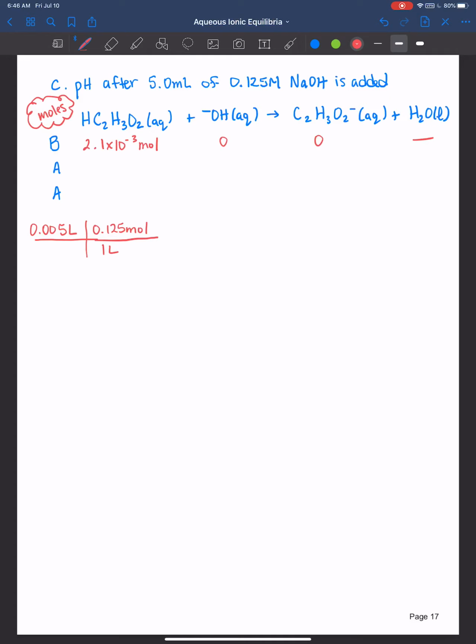Should be 0.005 liters times 0.125 moles per liter of the sodium hydroxide. And then from there, you get 6.25 times 10 to the negative fourth moles of the sodium hydroxide. So that's what you're adding in. That's the addition.